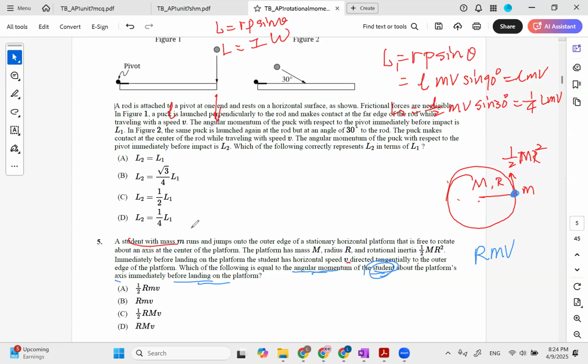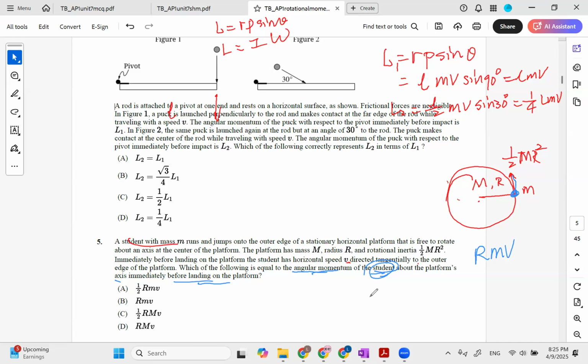right? And the question tells you it's going in tangent to the platform, tangent to the circle, right? And in landing on the edge, that's why you can use r p sine theta again, r m v sine 90. So when you read a question, be careful, pay attention to what is being asked, right?